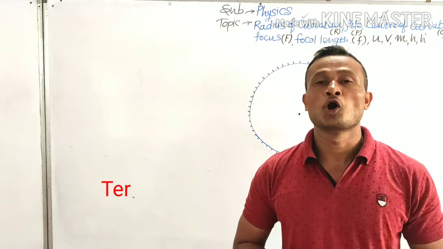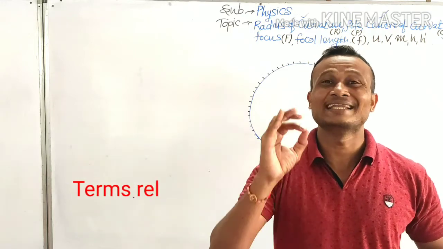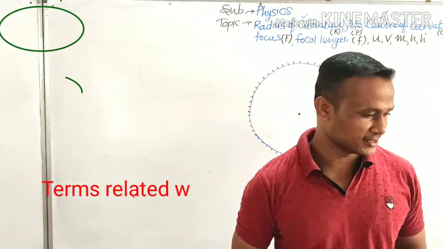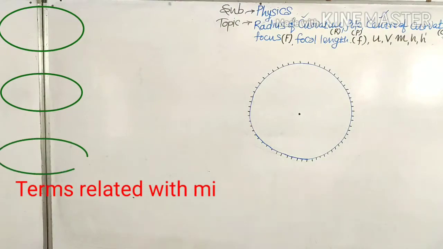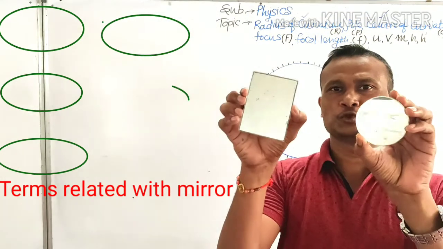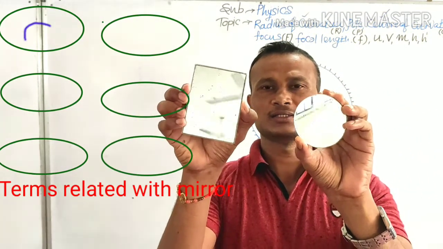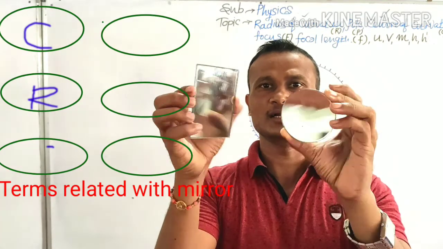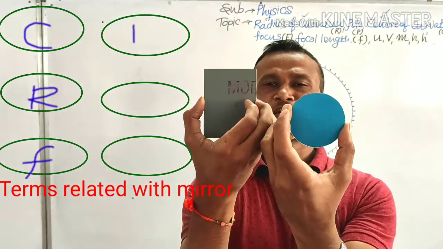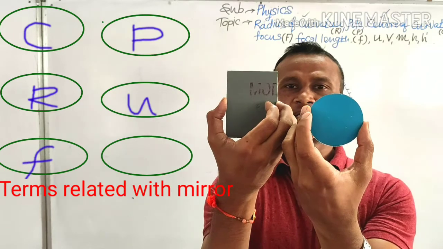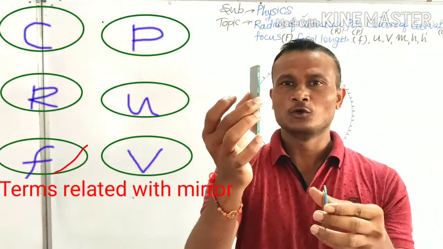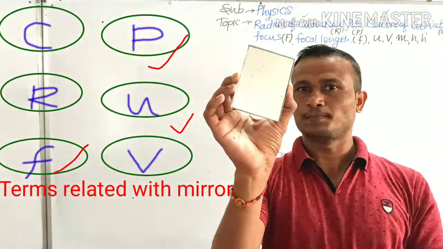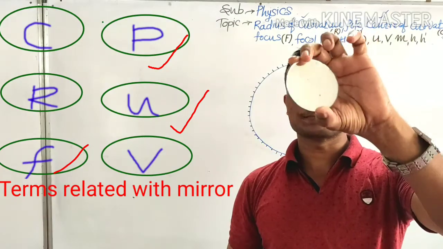We are going to learn all this terminology in the simplest way. For example, if I show you a mirror, now I am holding two mirrors. Say, for example, this is the reflecting side of the mirror and this colored portion is the non-reflecting side, right? Now you might have identified this is a plane mirror and this is your spherical mirror.